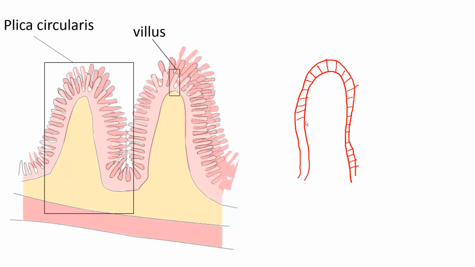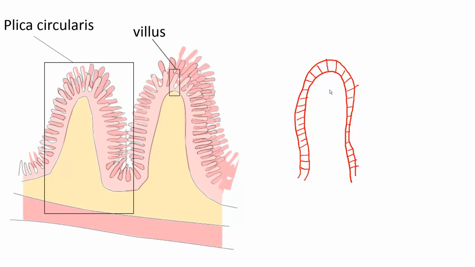And you can see that by folding this up, we're packing a lot of epithelial cells into a rather small space. The small intestinal mucosa is modified throughout to increase the surface area of the mucosa exposed to the lumen, thereby increasing the amount of absorption that can occur.